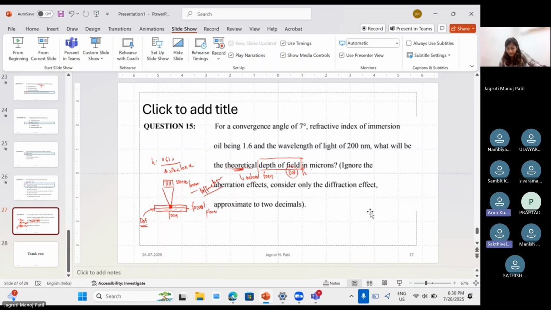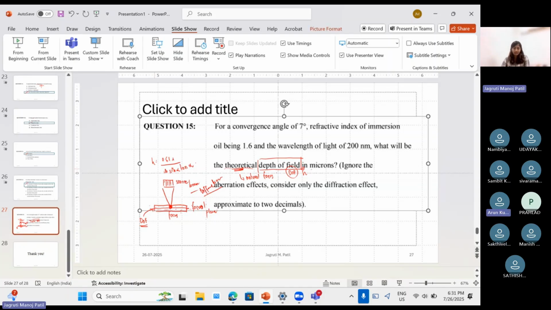Can you repeat the formula for depth of field? It's written over here in the slide. It is 0.61 lambda divided by your refractive index mu times sine alpha tan alpha. Alpha is your convergence angle. Depth of field is denoted by the letter H.